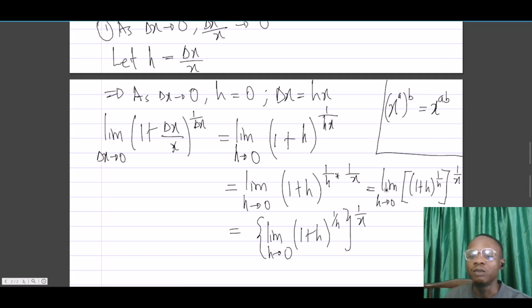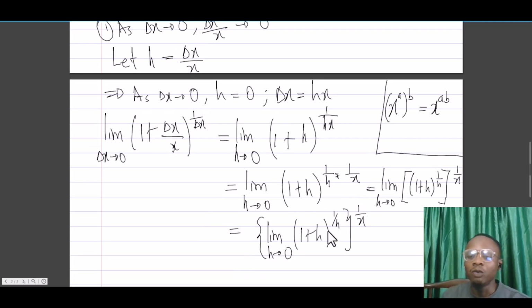And from this, we can now say that since this is a constant, the entire expression here is equivalent to taking the limit of what we have inside first, because indeed this is the only portion that has to do with the variable h that we are working with. And so when we take the limit of that, it will give us the result that we need, and then whatever result we obtain here, we raise it to the power of 1 over x, 1 over x being a constant.